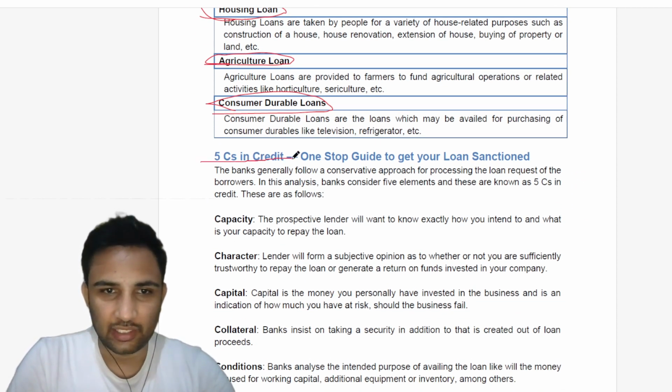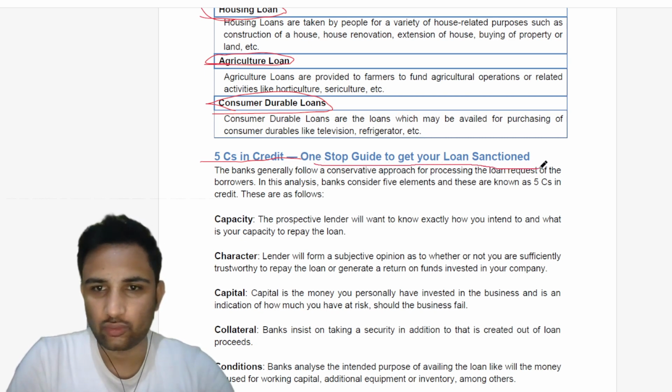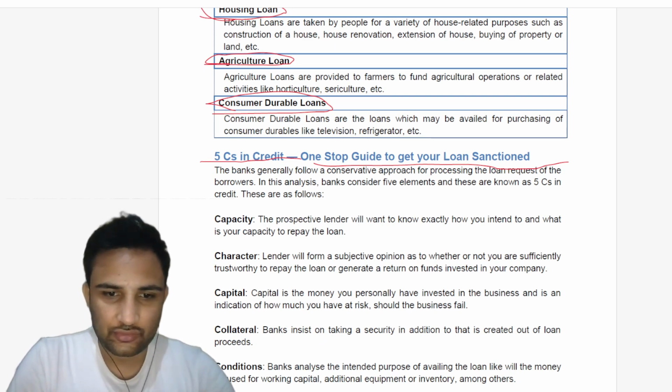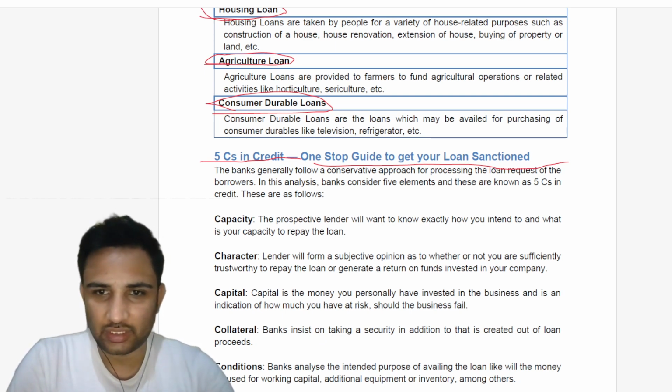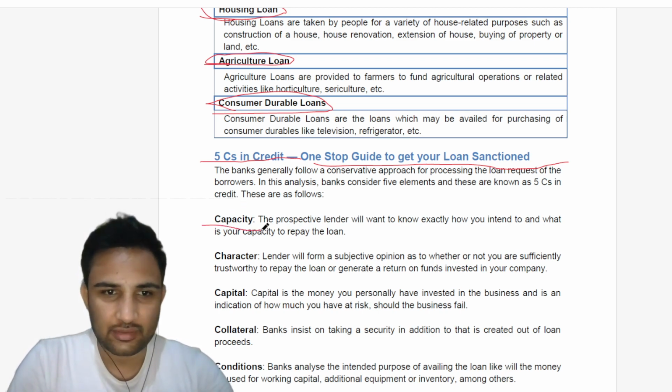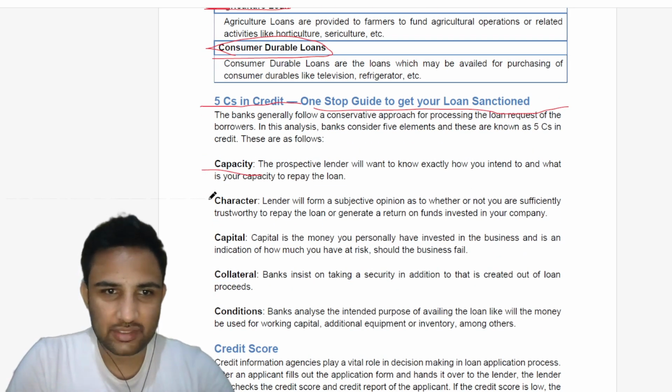The 5 C's in credit. One-stop guide to get your loan sanctioned. The banks generally follow a conservative approach for processing the loan request of the borrowers. In this analysis, banks consider 5 elements, and these are known as the 5 C's in credit. These are as follows. The first one is capacity. Capacity, character, capital, collateral, and conditions.